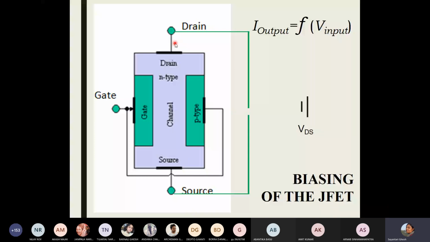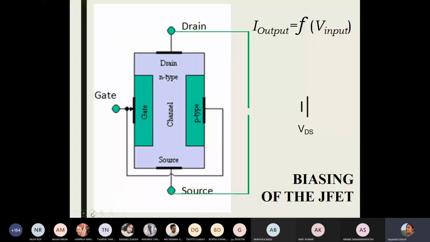Okay, so this is something to remember: the majority carriers of the channel should flow from source to drain. The voltage that we apply between source and drain we call VDS, V drain to source. Sometimes we also call that VDD, the voltage of the output circuit. So this VDS, the battery that we attach in this circuit, should be such that the majority carriers of the channel flow from source to drain.